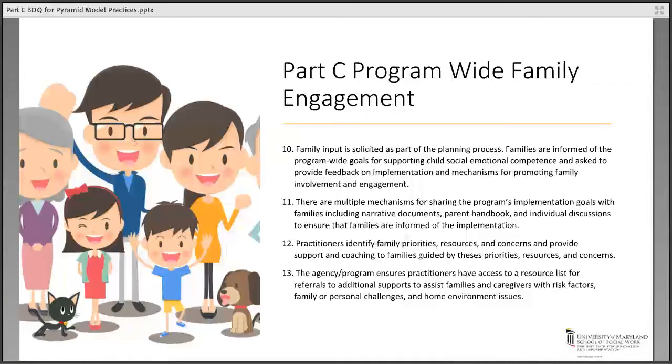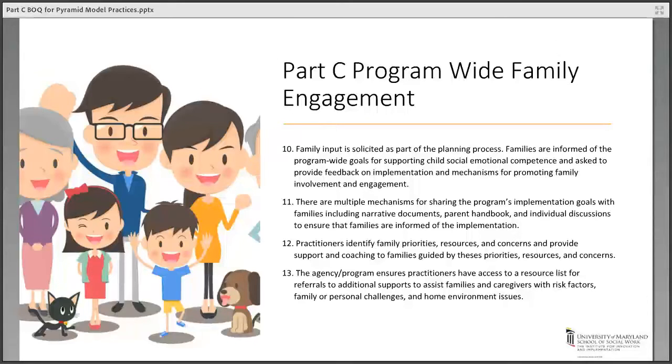So program-wide, family engagement is really important throughout the pyramid model. So Part C and classroom-wide differ a little bit in how they discuss it. So Part C is different because you're primarily home-based, and so there's a lot more opportunities for families to be informed of the goals. In an IFSP, you could actually have social emotional competence goals, or at least be providing feedback on challenging behavior or promoting pro-social behavior in an ongoing practice directly with the parent, during home visits.